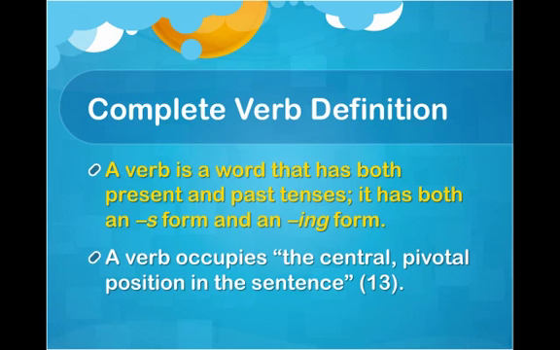As with our noun, here is our advanced grammar definition for a verb. A verb has present and past tenses. It has an S form, which is not the same as a plural noun, and it has an ing form. A verb typically appears in the middle of a sentence. It's a central, pivotal position.